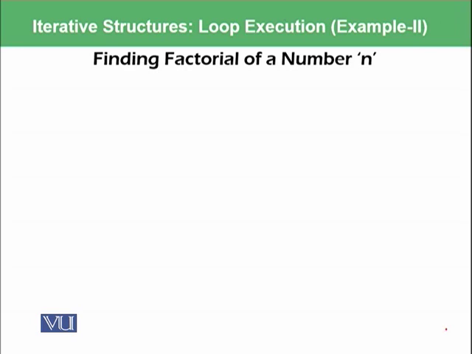For example, if you want to calculate the factorial of 5, it means 5 into 4 into 3 into 2 into 1. So all of this you need to calculate the factorial, which is actually 120. So how can we write an algorithm using loop to calculate this factorial?